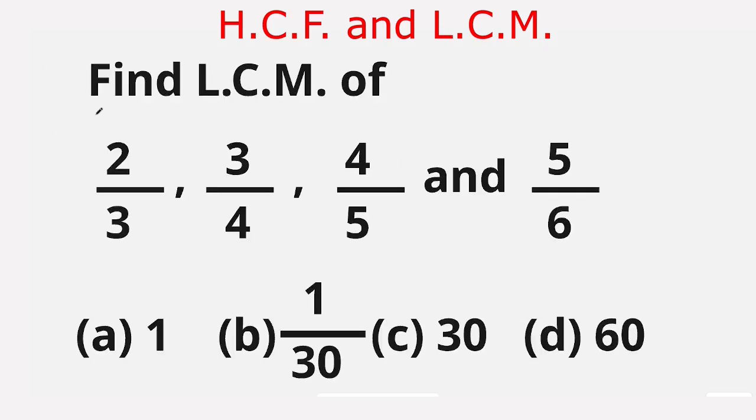Our question is, find LCM of 2 upon 3, 3 upon 4, 4 upon 5 and 5 upon 6. The given options are option A 1, option B 1 upon 30, option C 30, option D 60.